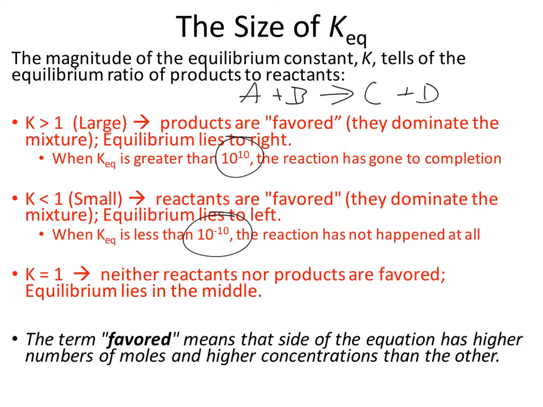So because KEQ is so big and KEQ says that it favors the formation of products, at equilibrium we're going to have a huge amount of products, basically meaning that we have converted all of our reactants into products.